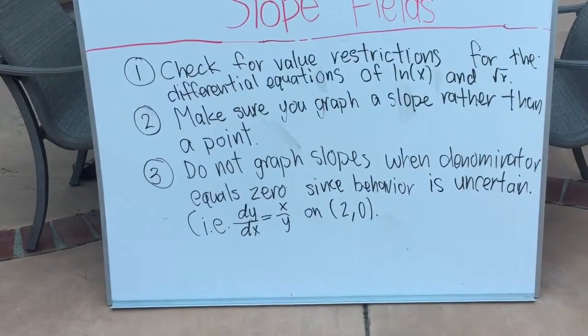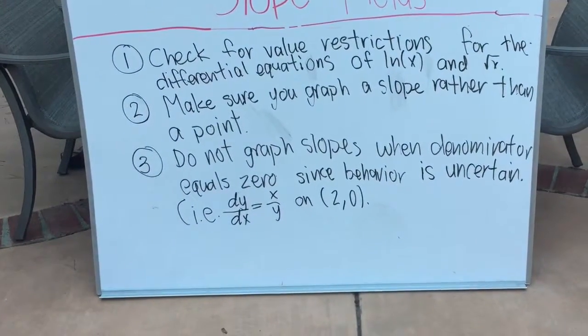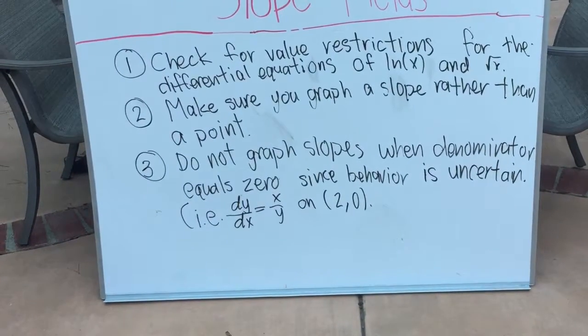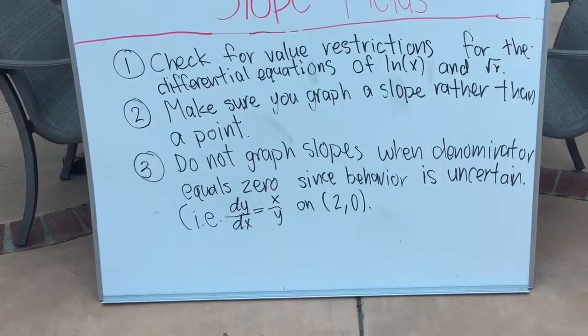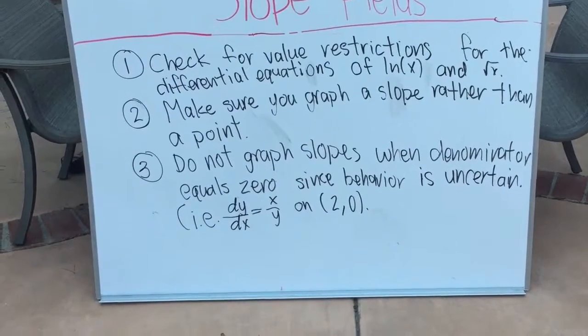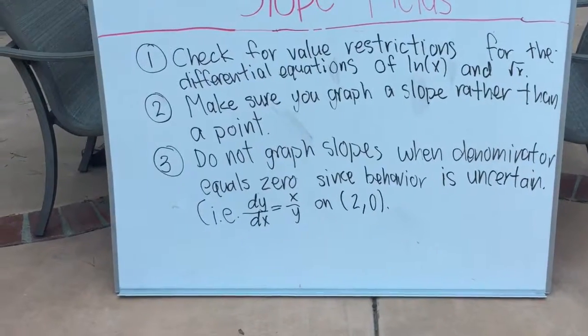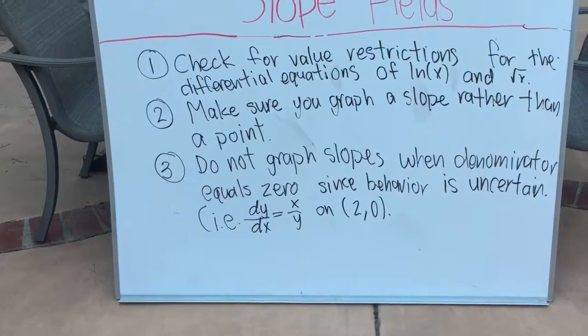Also, make sure you do not graph slopes when the denominator equals 0 since the behavior is uncertain. For example, if you had the differential equation dy over dx equals x over y at (2, 0), we're not exactly sure what the slope is equal to, so we avoid graphing that slope at that point.